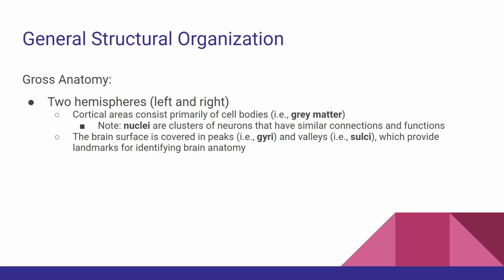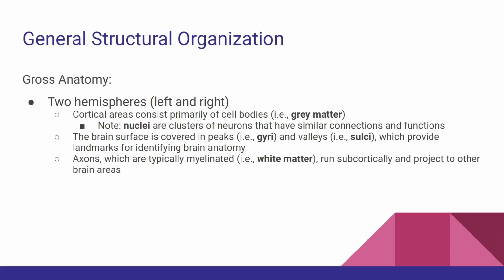And those provide some helpful landmarks for identifying the different regions and anatomy of the brain, as well as serve to increase the overall surface area of cells within the brain. Axons from the cortex, gray matter, which are typically myelinated, form white matter. And these run subcortically and often project to other brain areas.